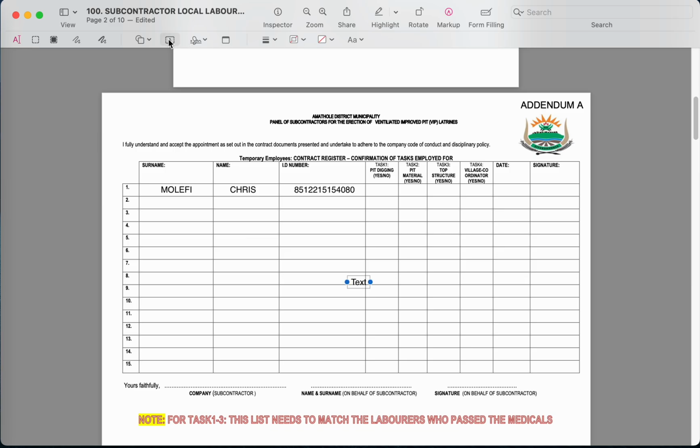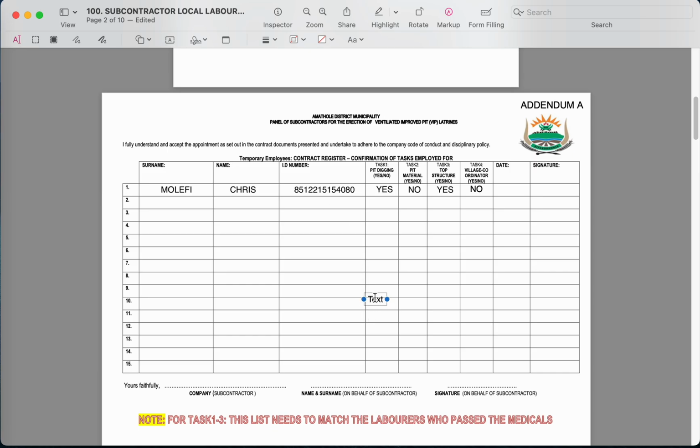and then if your employee Chris Mulifi is your pit digger, you say yes. Let's say he's not a pit digger, we say no, but I know for a fact that he will be helping us with the top structure. We will write yes there on the top structure. Please note, it cannot be that an employee who's going to be pit digging, pit material and top structure is also a village coordinator. A village coordinator is a village coordinator on their own, meaning this side it will be no for this employee. Pit material is the inside of the excavation.